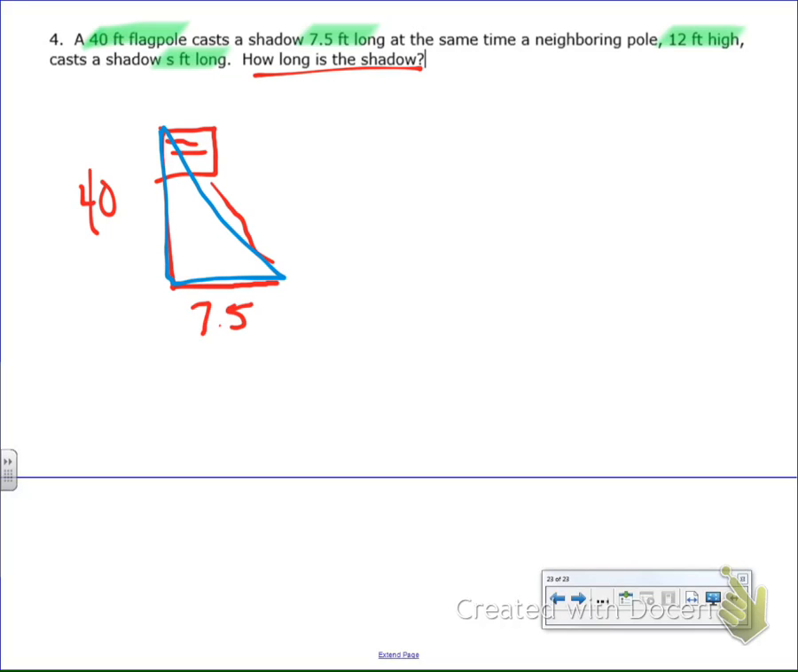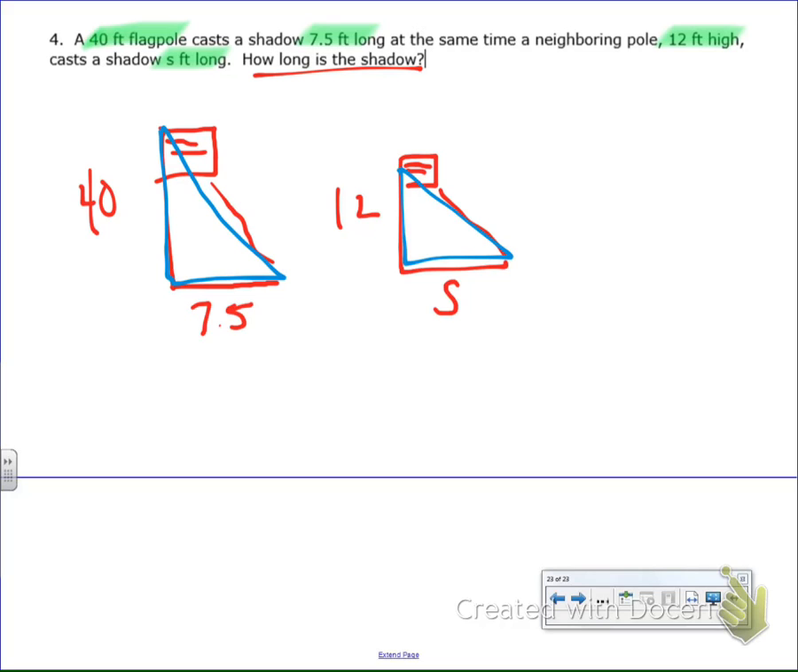And so I have a similar flagpole, my other one, that's 12 feet tall and casts a shadow of S, because I don't know what that is. So I'm going to continue. Here's my little flagpole, right, and making my shadow. Now I can set up my similar figures because this is just like two similar triangles with corresponding sides. They've told us that they're similar.